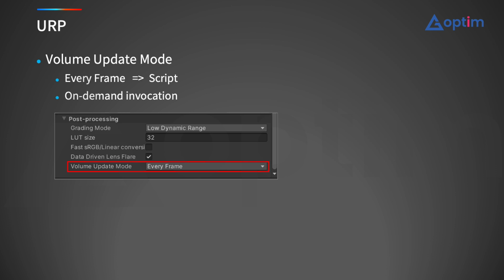Instead, switch the update mode to script. Then manually trigger updates only when needed, such as scene transitions, environment changes, or specific gameplay events. This avoids redundant per-frame updates and reduces CPU overhead.